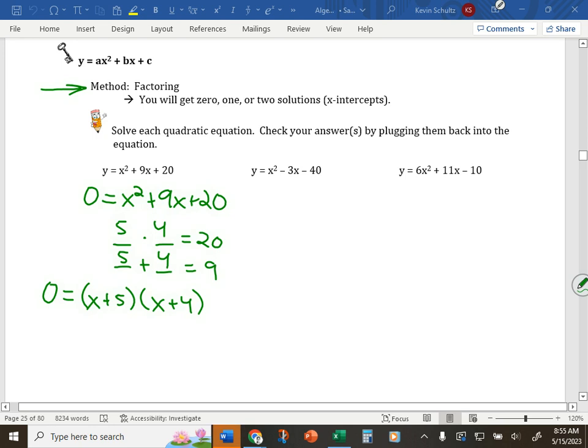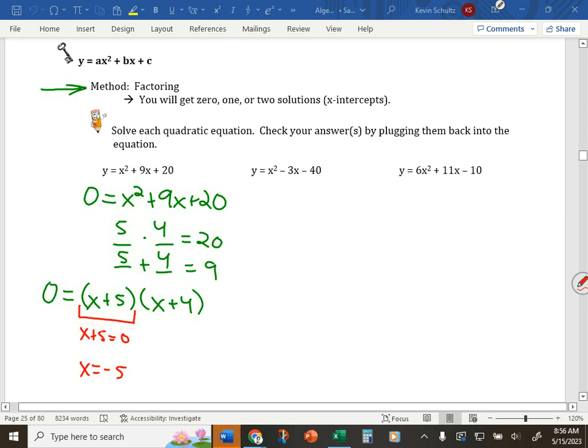Now in 55, we actually have to go and solve the equation for x. But remember, we want this equation to equal 0. We have two expressions that are being multiplied together. What value for x makes x plus 5 equal 0? Negative 5. Negative 5 plus 5 equals 0. And remember, if we can set this equal to 0, even though negative 5 plus 4 is a negative 1, 0 times negative 1 is still 0.